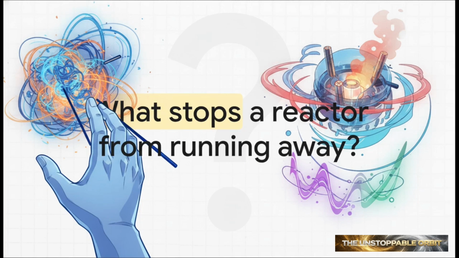So, let's just ask the big question right up front, right? What actually stops a runaway chain reaction if the mechanical control rods just fail completely? You know, long before we even think about giant concrete containments or fancy computer systems, real reactor safety comes down to the fundamental laws of thermodynamics and quantum mechanics. It's literally baked into the physics.